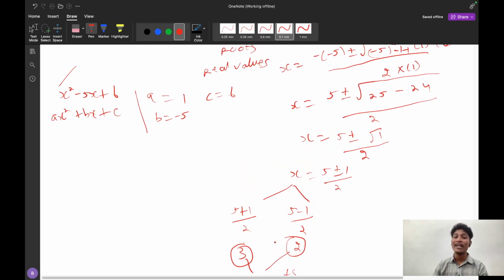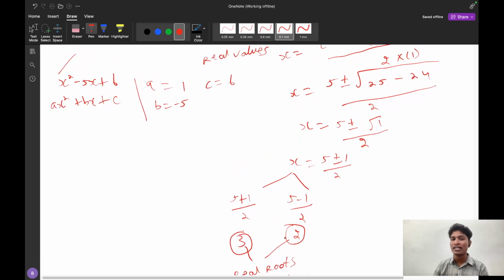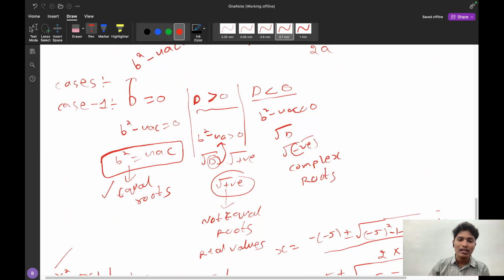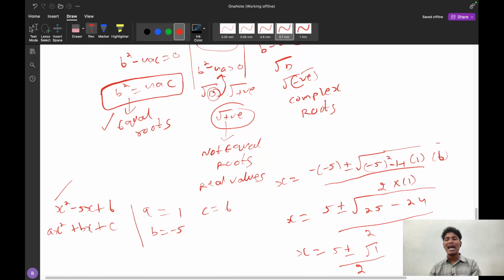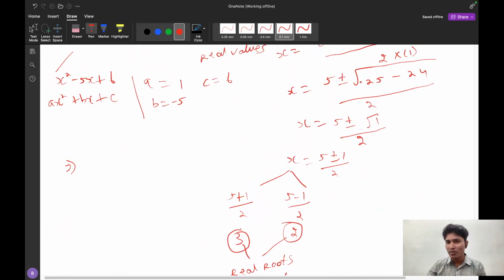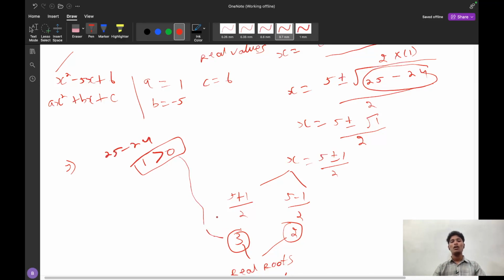Now, when I said the roots are real roots and not equal, not equal real values, I said when d is greater than 0. I am just making you understand what is the case here. Here if you observe the d value, that is 25 minus 24, it is 1. Is 1 greater than 0 or not? Yes, 1 is greater than 0. That is the reason you are getting like this.